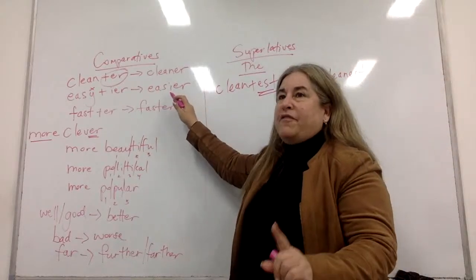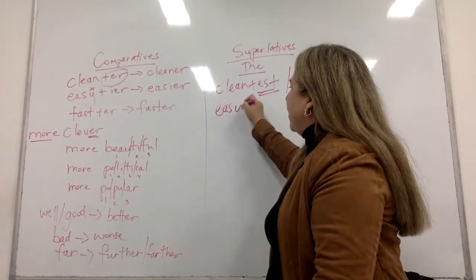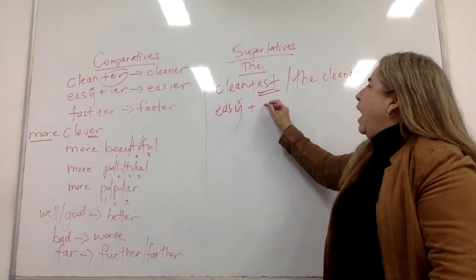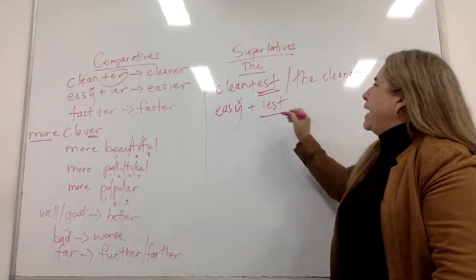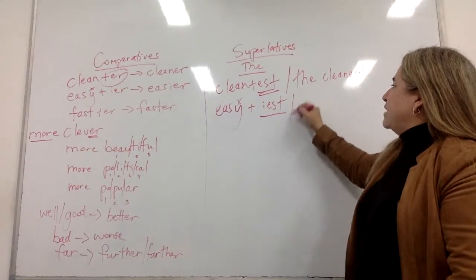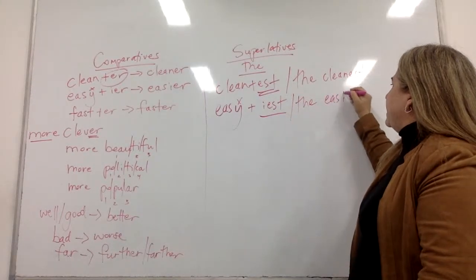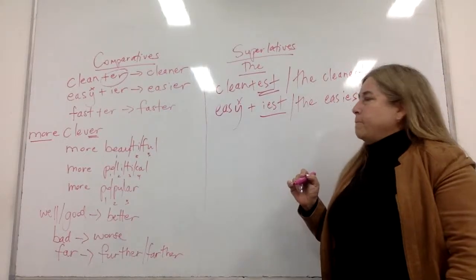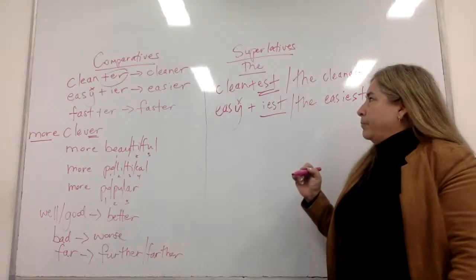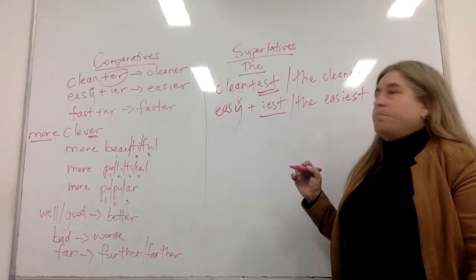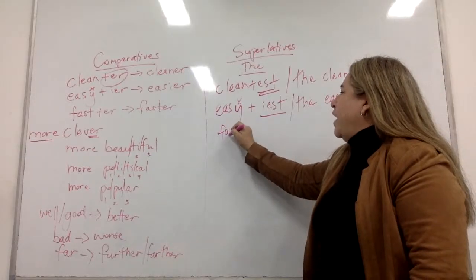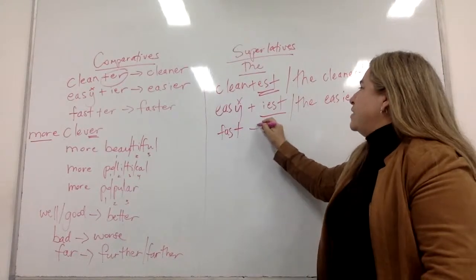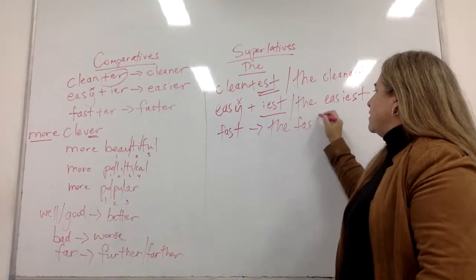If in this case we have easy, so we have our easy, correct? We're still going to eliminate the Y, but now we're going to add IEST. And so here I'm going to say it's the easiest. And here we have fast. Right? Yes. And so we're going to say the fastest.